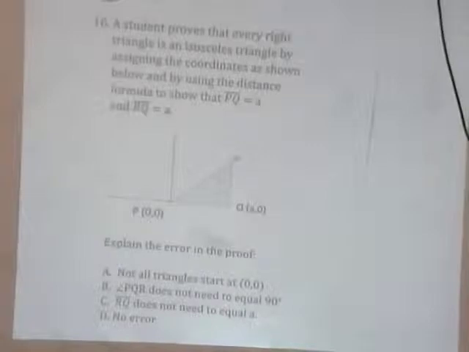Okay, number 16. Let's see what we got here. The student proves that every right triangle is an isosceles triangle by assigning the coordinates as shown below, using the distance formula to show that PQ and RQ both equal the same A.